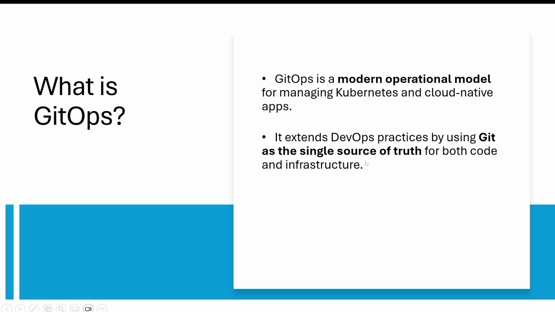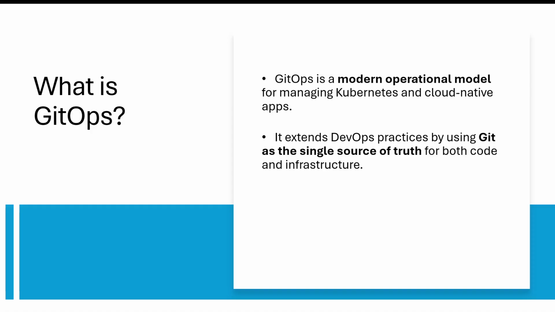So what is GitOps? GitOps is a modern operational model for managing Kubernetes and cloud native applications. In GitOps, we have Argo CD. Similarly, we have many other tools like Flux CD and Spinnaker. Normally, if we are using Jenkins, it is a push-based model. We will have some changes in our code, and we will be pushing that into any end environment, like Kubernetes or on-prem, whatever it is. We are going to push it. But GitOps is a pull-based mechanism.